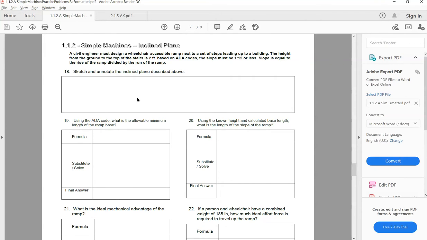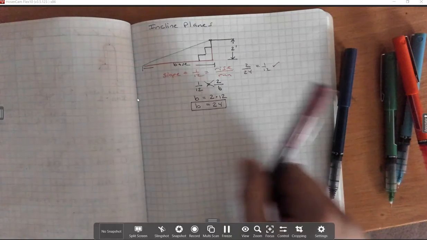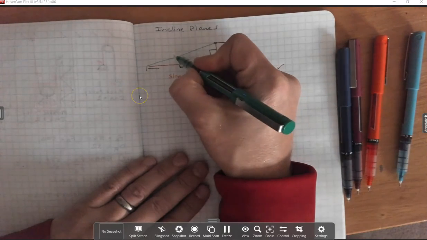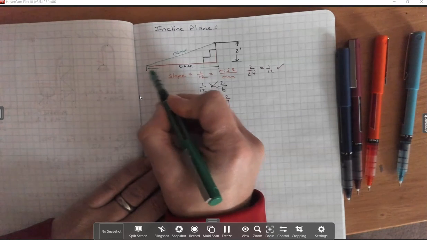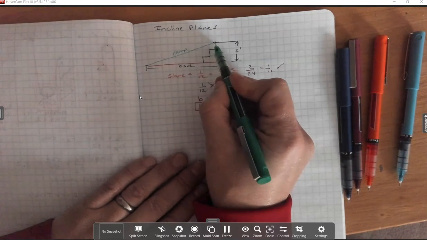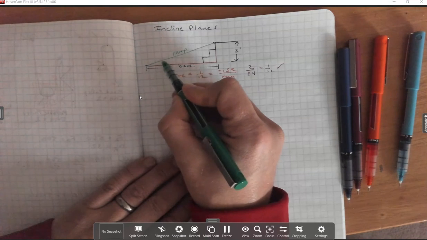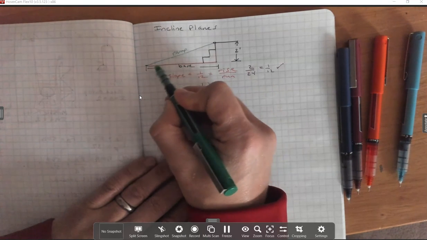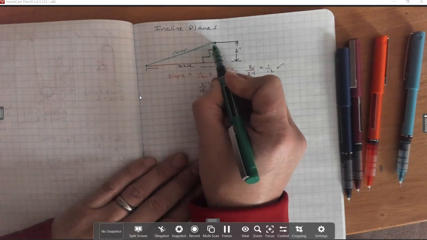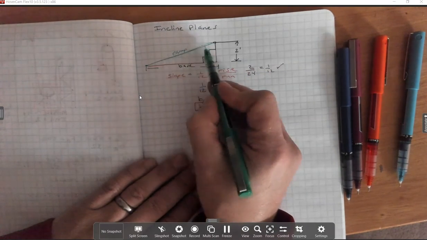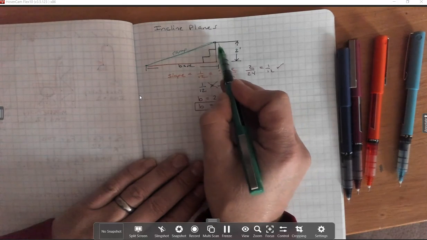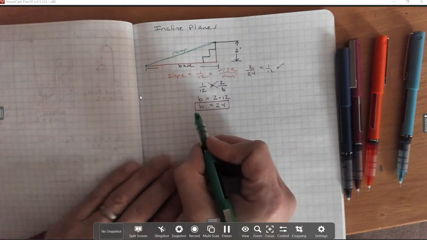Alright, number 20. Using the known height and calculated base length, what is the length of the slope of the ramp? So what is the length of the actual ramp? Maybe I'm the carpenter who's going to go build this thing, and so I now understand where on the ground this ramp is going to come out to. I understand where it's going, but the actual length, I need to construct this with materials. I need to understand how many materials I need. So I want to calculate that length. Well, that is just the hypotenuse of a right triangle with legs of 2 and 24 we found out.